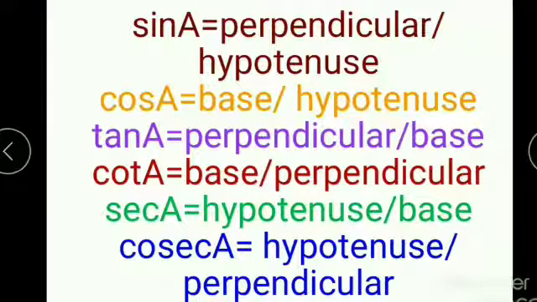Sine is perpendicular divided by hypotenuse and cos is base by hypotenuse. Tan is perpendicular divided by base, cot is base by perpendicular, secant is hypotenuse by base, and cosecant is hypotenuse by perpendicular. If you know all these 6 trigonometric ratios, you'll easily be able to solve the problems. And one more thing you should know is which is the hypotenuse, base and perpendicular side in a right angle triangle. We have already solved 2 problems.